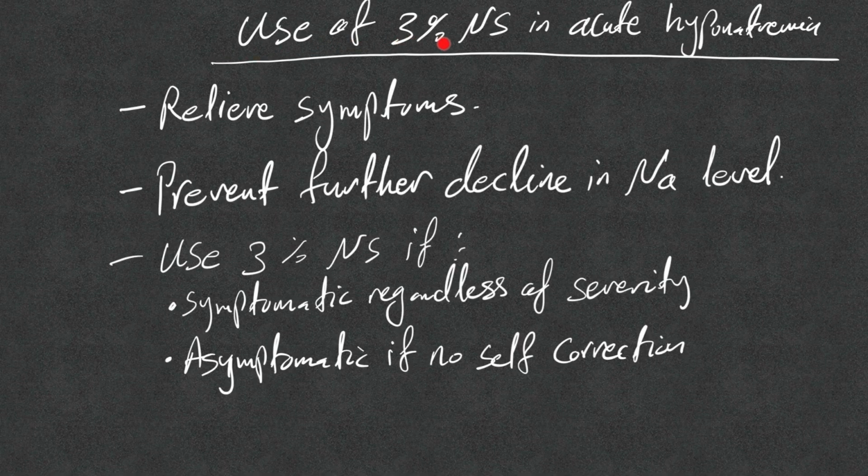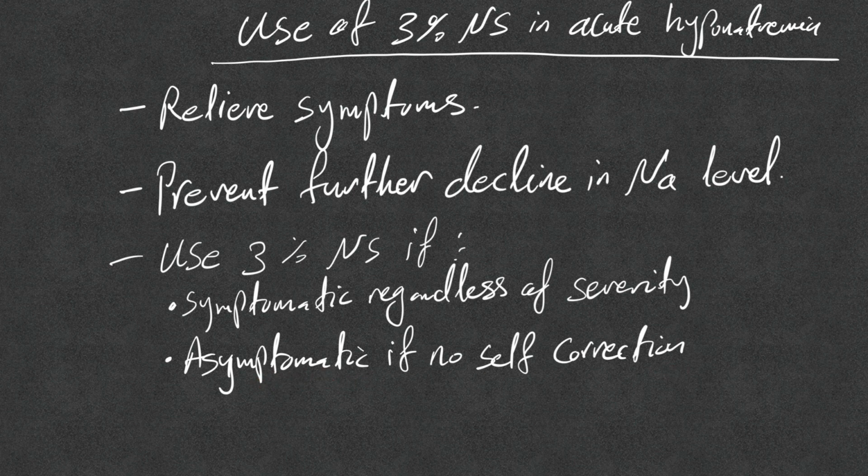Let's talk about the use of 3% normal saline in acute hyponatremia. We agree now that acute hyponatremia is much more dangerous than chronic hyponatremia because there is no time for the brain cells to adapt, right? So the main reason to use 3% normal saline, or the main targets of treatment, is to relieve any symptoms and to prevent any further decline in sodium concentrations. So we use 3% normal saline in acute hyponatremia if there is symptomatic, regardless of the severity of symptoms. Here in acute hyponatremia, any kind of symptom that you suspect is related to hyponatremia, even mild, go ahead and use 3% normal saline.